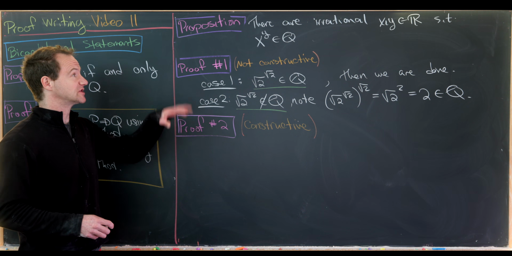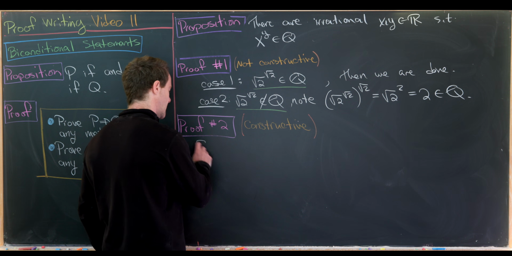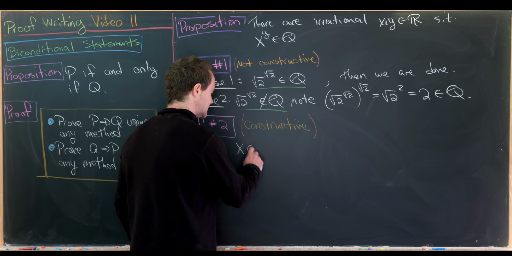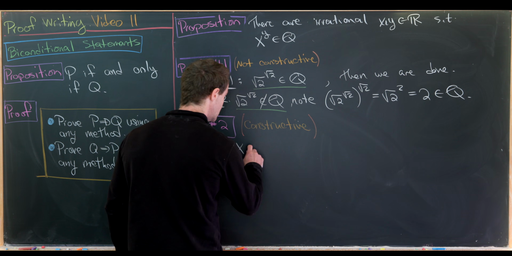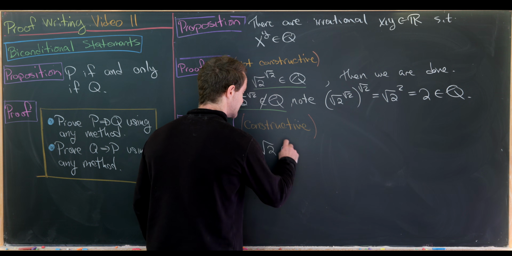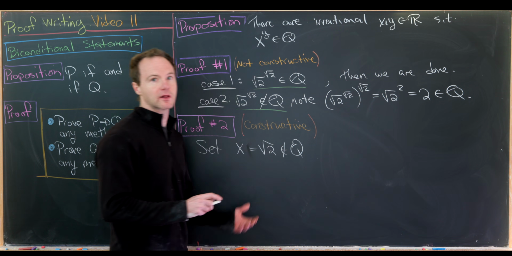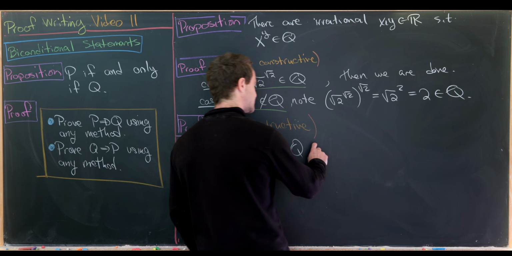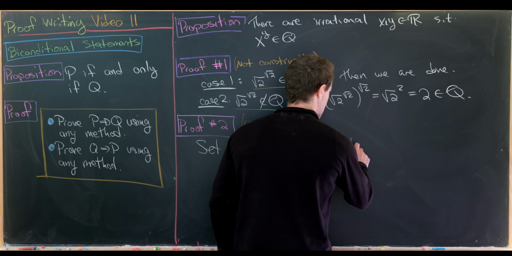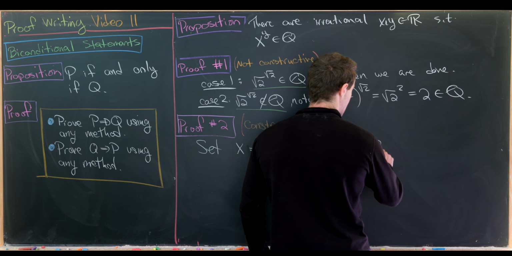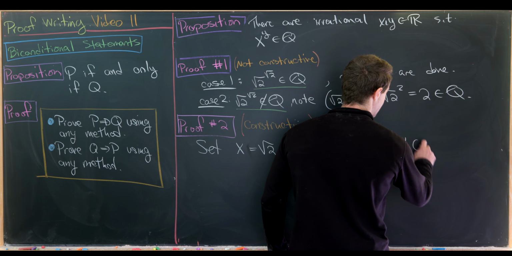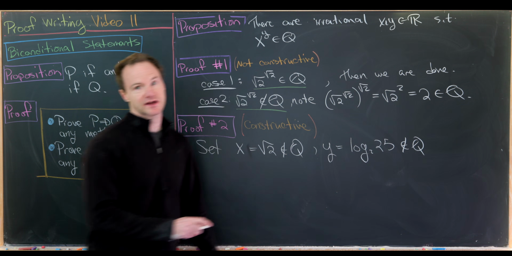So here we're going to actually define numbers x and y. Let's set x equal to the square root of 2. Notice that is irrational by earlier in the video. And then we'll set y equal to the log base 2 of 25. And this is irrational by a homework exercise.